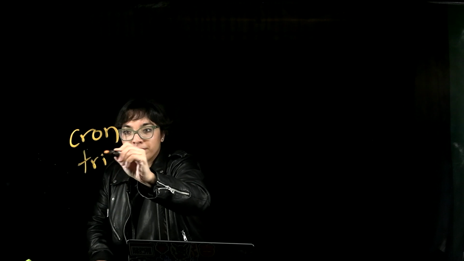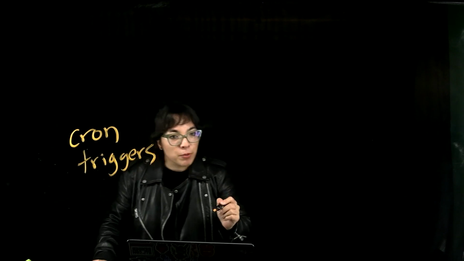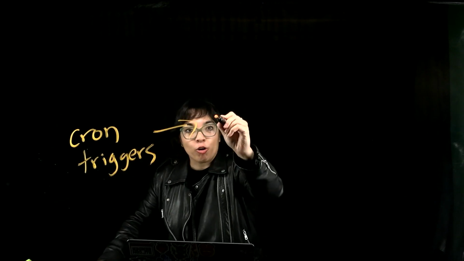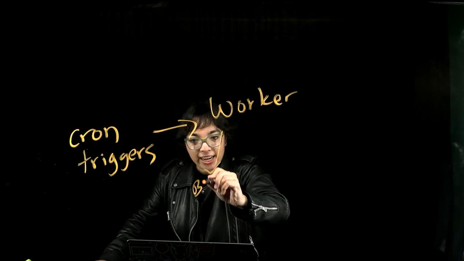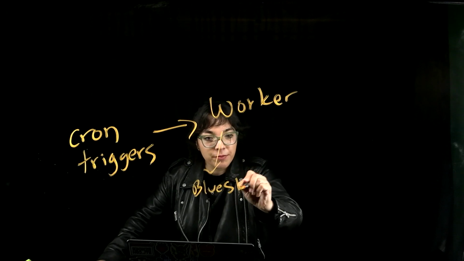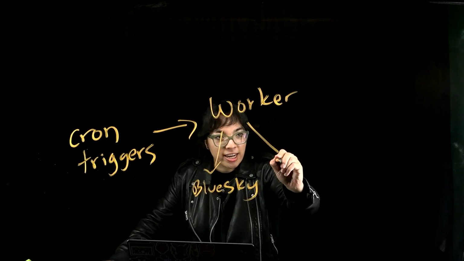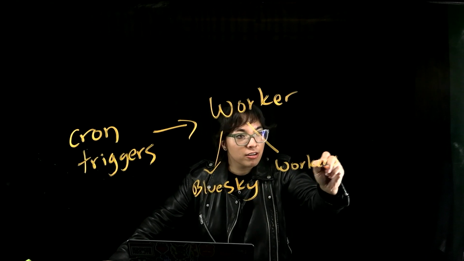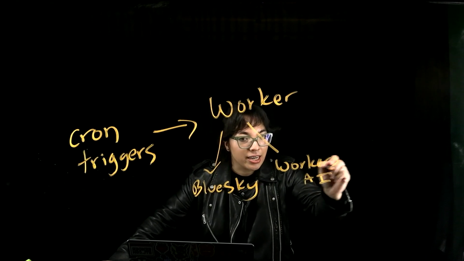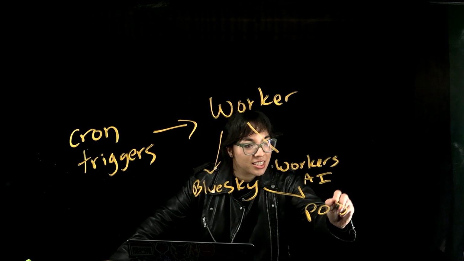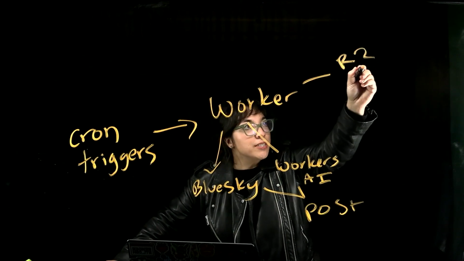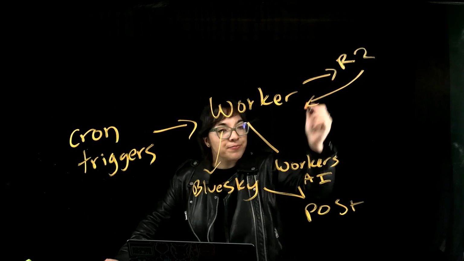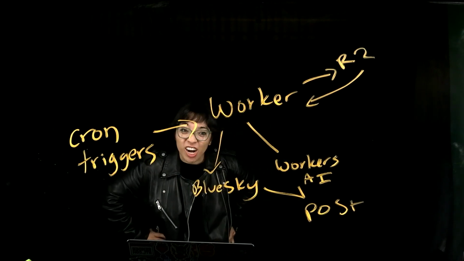So first we start off with our cron triggers, which are very quick to implement in a Cloudflare Worker. This will trigger our Cloudflare Worker, which houses code containing the Bluesky code to hit the Bluesky API. And we also have Workers AI to generate the post. Then we will post to Bluesky. And then we're also going to hit R2 to get some data and then send it back. So this is getting more complicated.